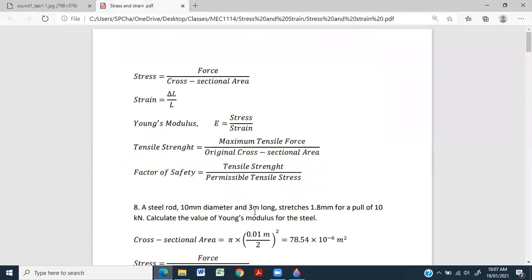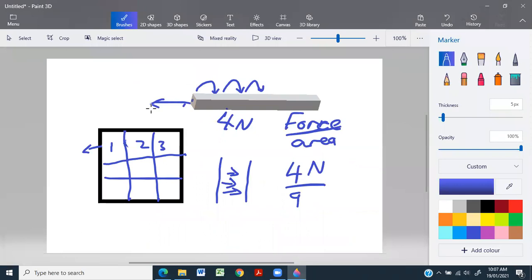So isn't stress basically just pressure? Yeah, because pressure is force over area. Yeah, so this is why I wanted to define what stress is specifically. Now, pressure, yes, pressure is we're applying a force and we're applying that force over a particular area, right?